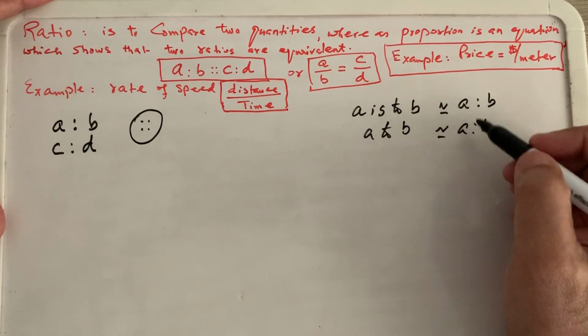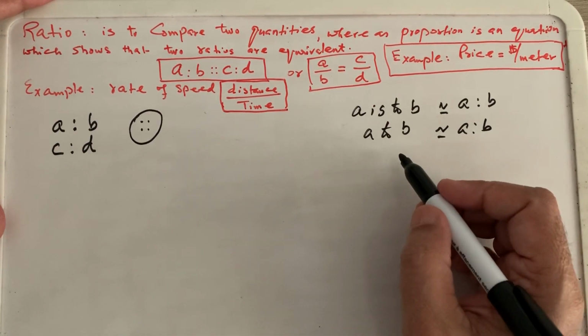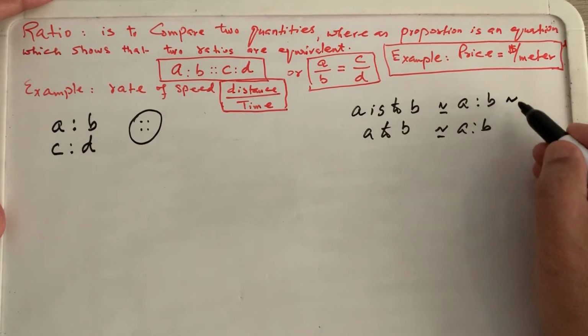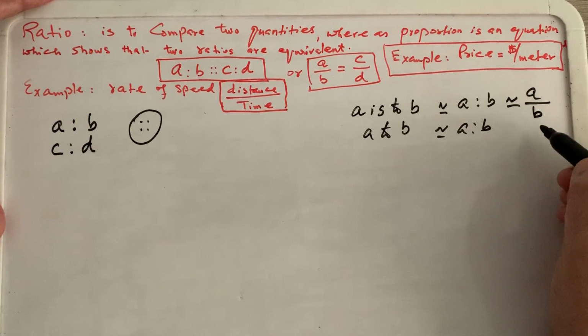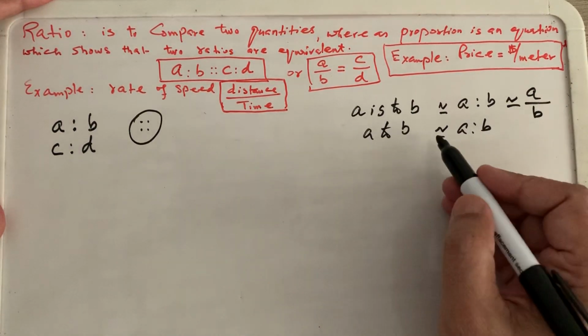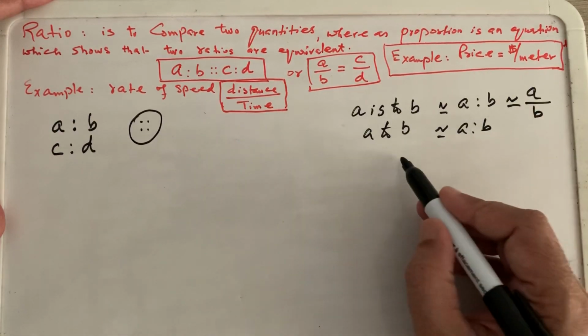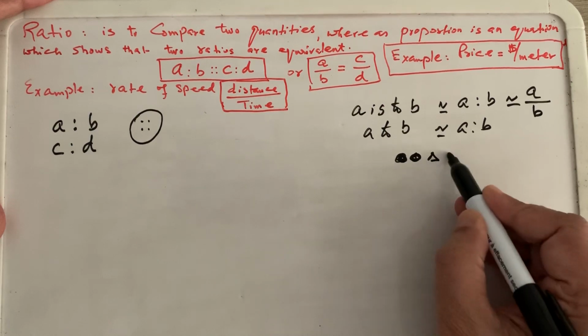And there are certain ways of writing it. We can write a ratio as a fraction. So we can write A is to B like this, or A divided by B. This is a second way of writing it. So A divided by B.